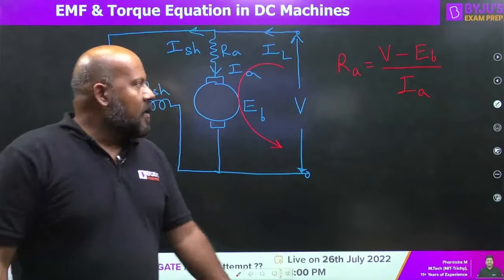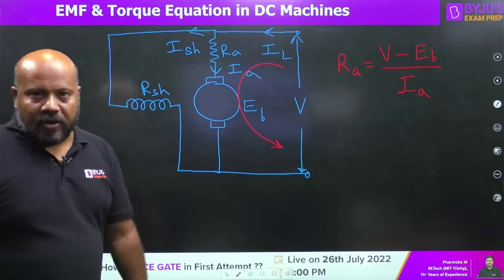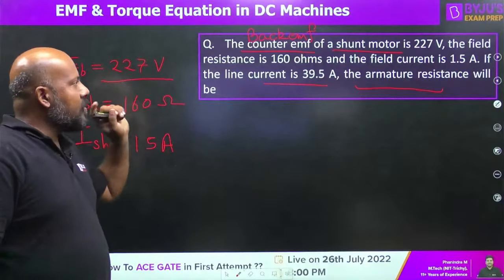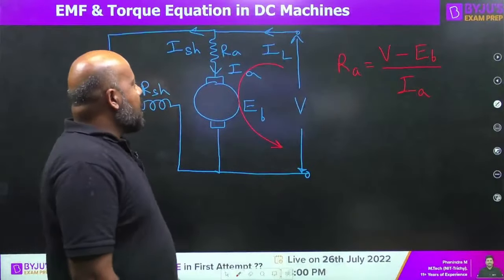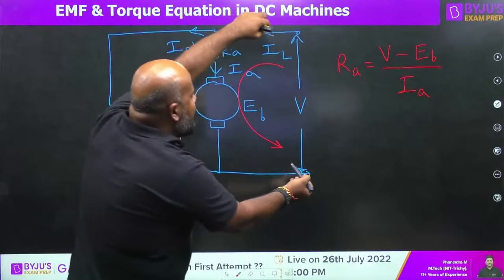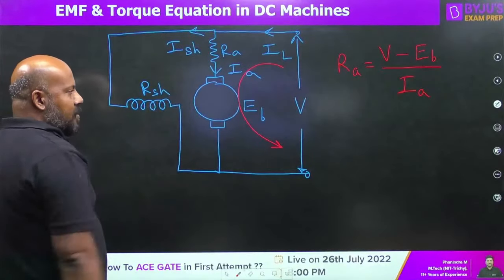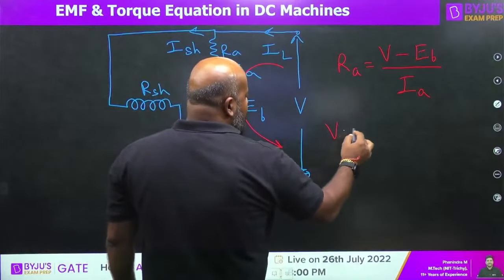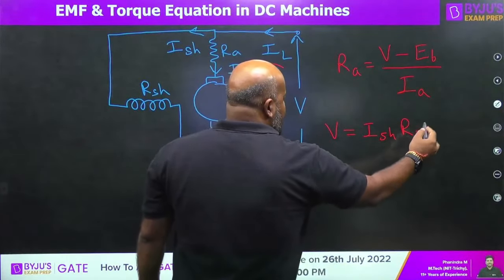Yes. Now in this equation, the terminal voltage is not mentioned in the problem. The back EMF is given, that is 227 volts, but the terminal voltage is not mentioned. Can you find it? Yes. We can find it because this terminal voltage is coming across the shunt field winding. The shunt field current and resistance are mentioned, so you can very easily find the DC supply voltage from Ish and Rsh.